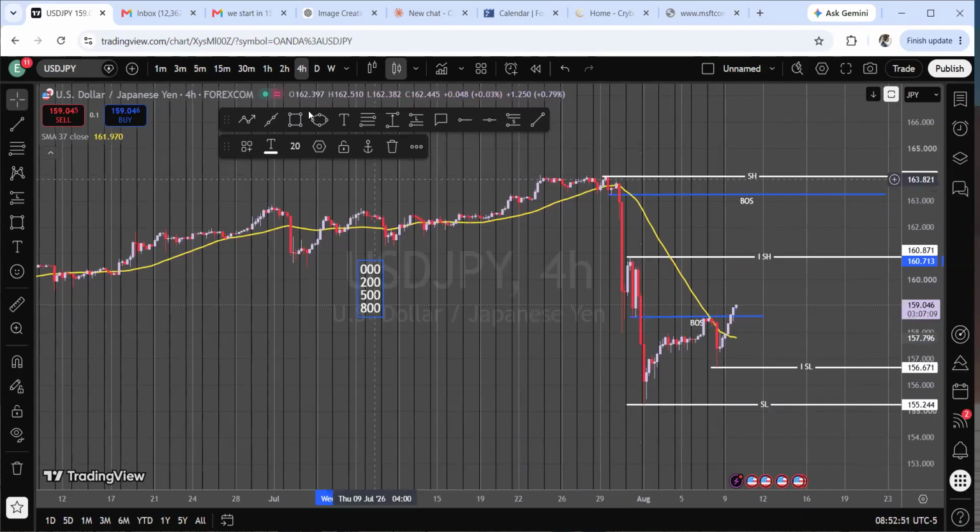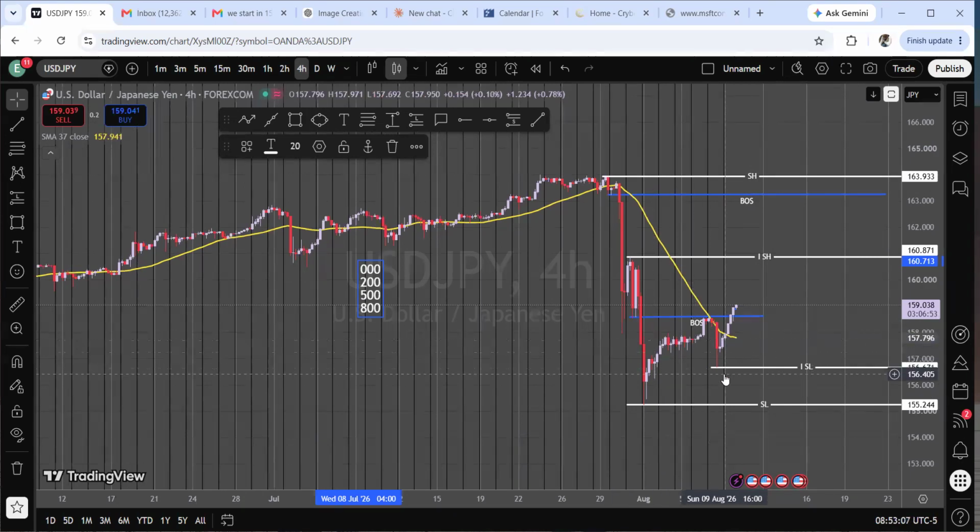So when we break on a time frame, this is a 4-hour time frame, what do we do? Wait for the retest. Look at the retest. And it's off of the 37. That would have been crazy. Right? And then what happened? Boom. Break a structure down here.